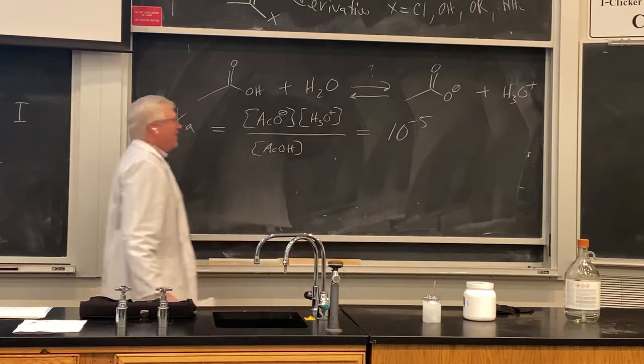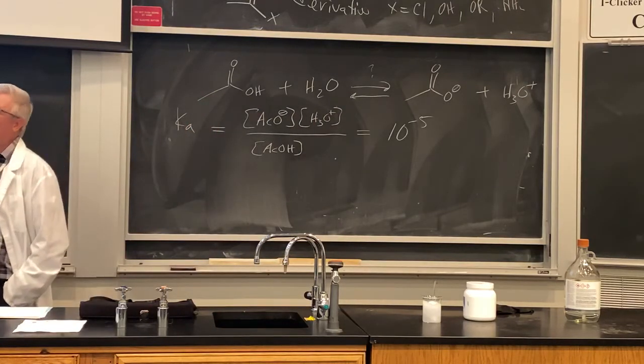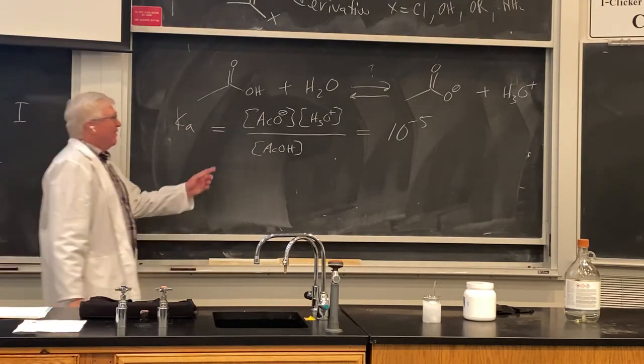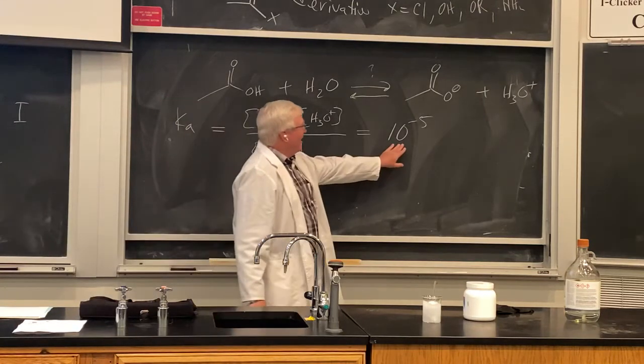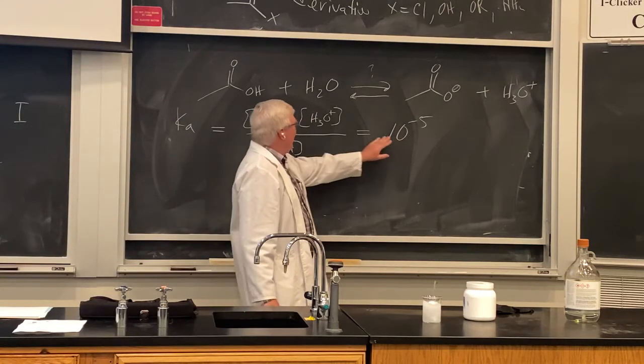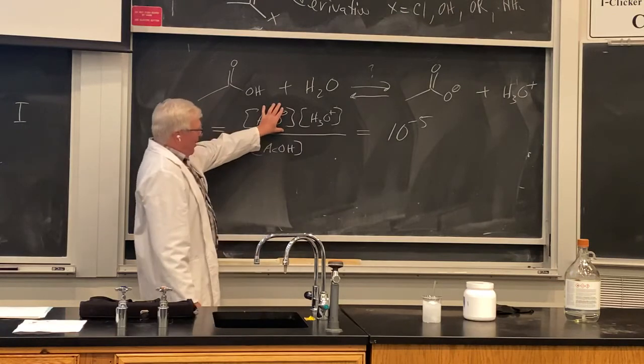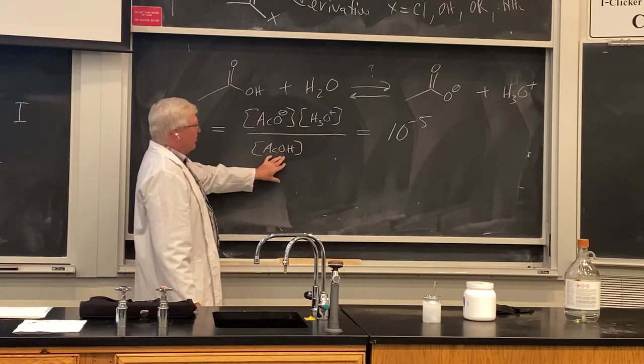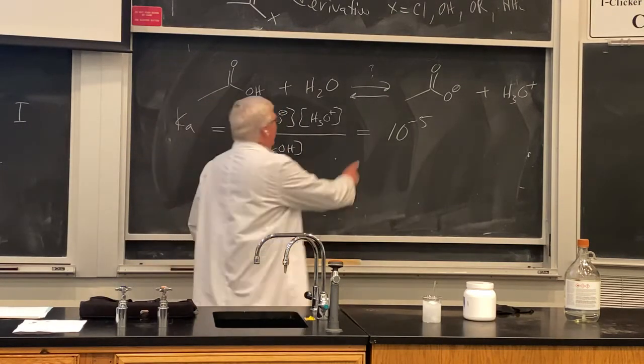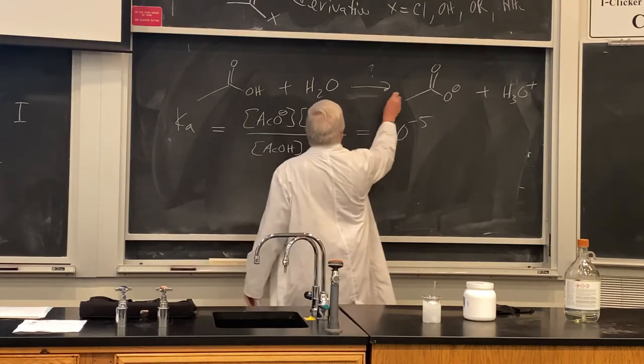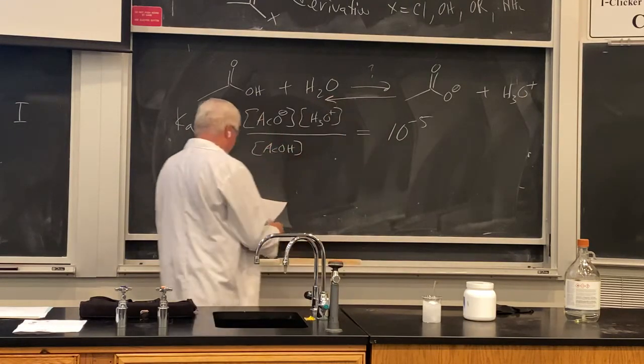Okay, so is that a favored reaction? No, that's a small thing. This is 0.00001, right? So a very small number. It means the concentration of the products is very low compared to the concentration of the starting material. So where does this equilibrium lie? It lies far to the left, okay?